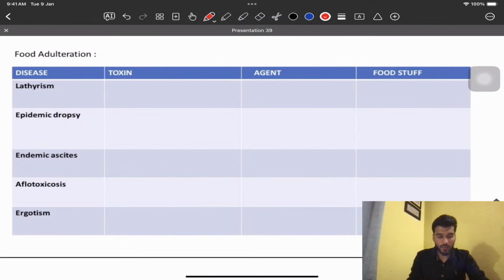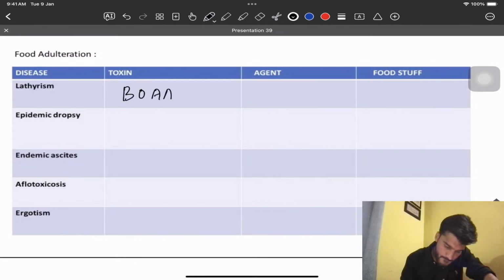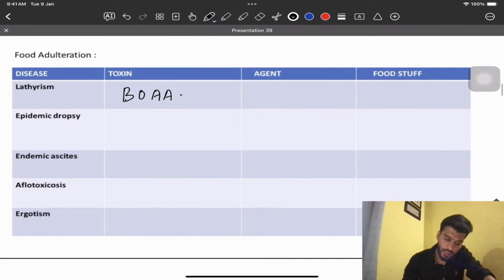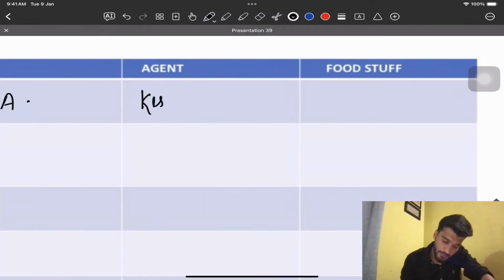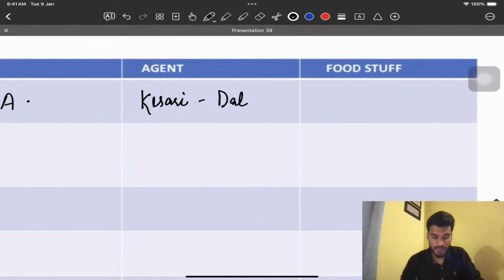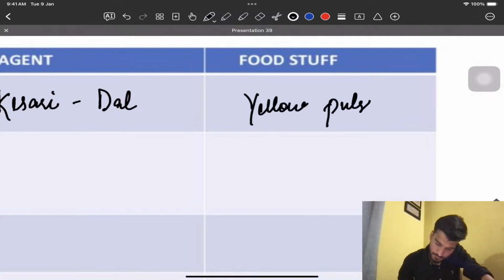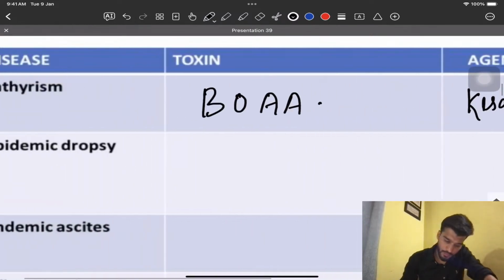If I talk about the first one, guys, lathyrism, the toxin is BOAA. What is the toxin for lathyrism, guys? It's BOAA. If I talk about the agent, guys, it's kesari dal. The agent is kesari dal. And the food stuff, we have yellow pulse.